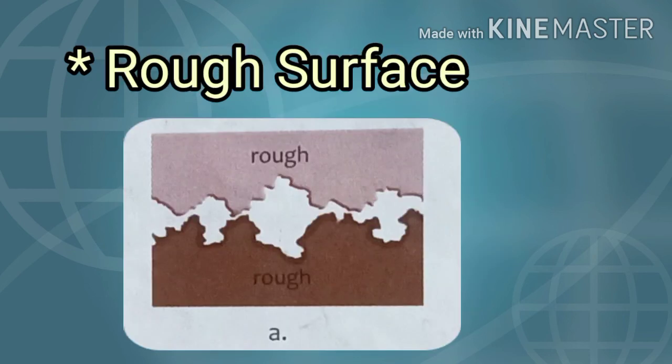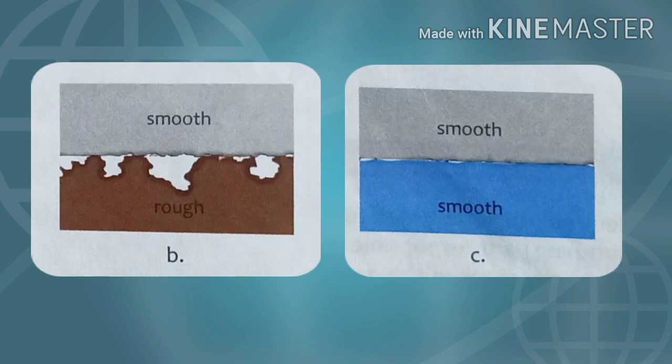Next one is a rough surface. A rough surface is used to increase friction. A rough surface offers a greater degree of friction. The rougher the surface, the greater is the friction. A smooth surface such as glass offers less friction.